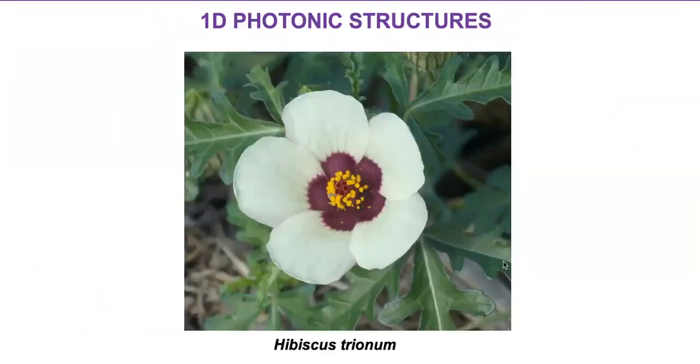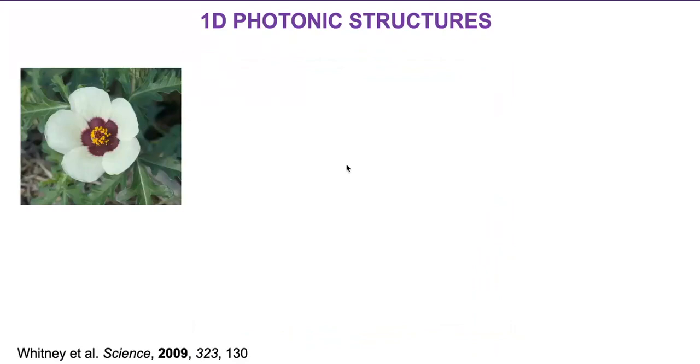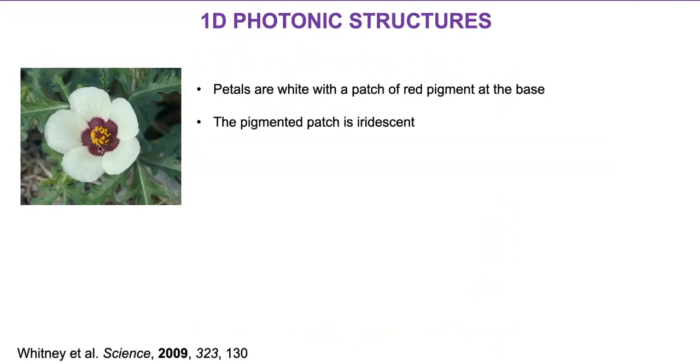One-dimensional photonic structures, one of the finest examples is a hibiscus. And this particular flower has a white and a purple patch here. And this is not pigmented color. Often we might think that it's a pigment, but surprisingly, it's not a pigmented color. What is it? We have a white patch with a red pigment, or reddish or purple, depending on the orientation. And this is iridescence, just like I showed you in the very first slide of the color changing.